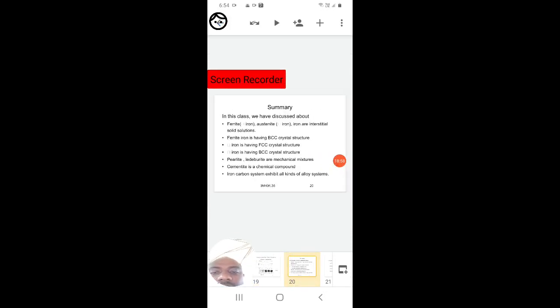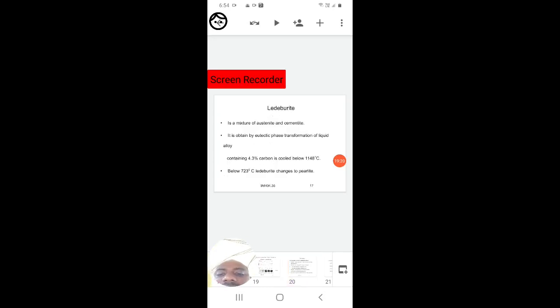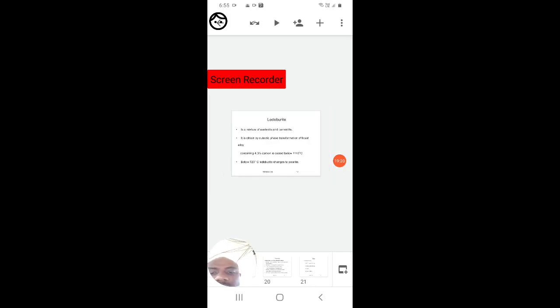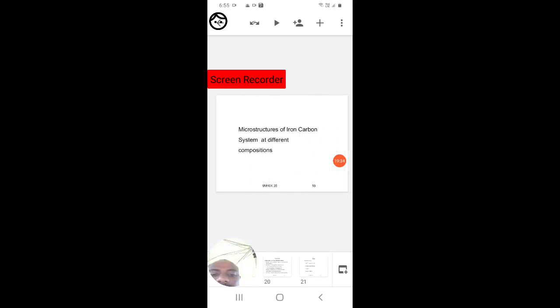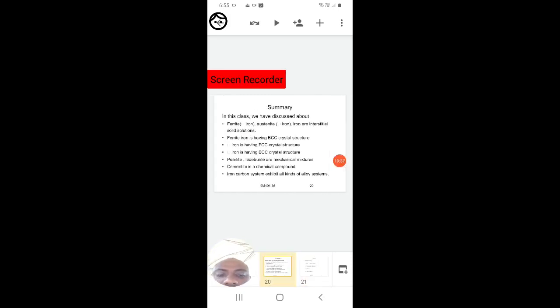So to summarize today's class: we have discussed ferrite and austenite and the different types of iron: ferrite, austenite, pearlite, ledeburite. Ferrite and austenite irons are interstitial solid solutions, and ferrite iron has a BCC structure.